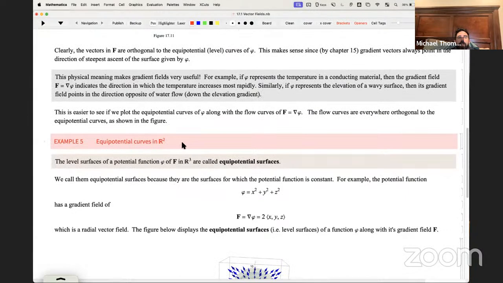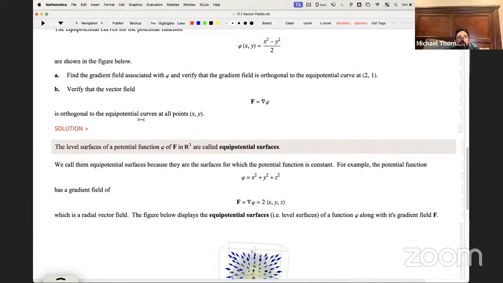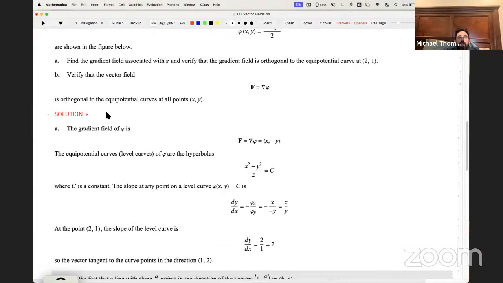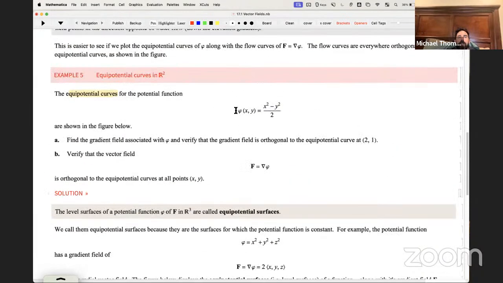All right, so let's see. Let's graph some equipotential curves in R2. We're going to find them. So let's say that we have a function there, and it's a potential function, so it has a gradient field. Let's go ahead and find the equipotential curves. Unfortunately, I don't have a graph. That's okay. Let's go ahead and just find the gradient field associated with phi.